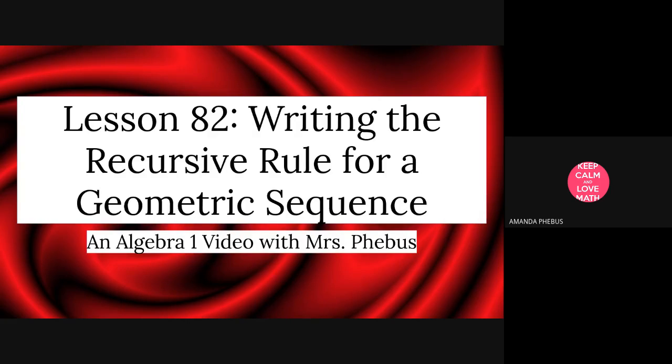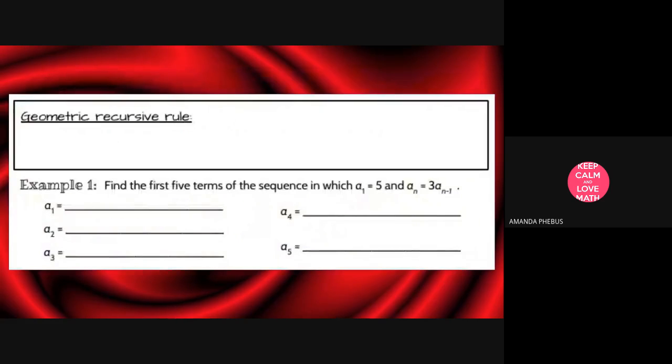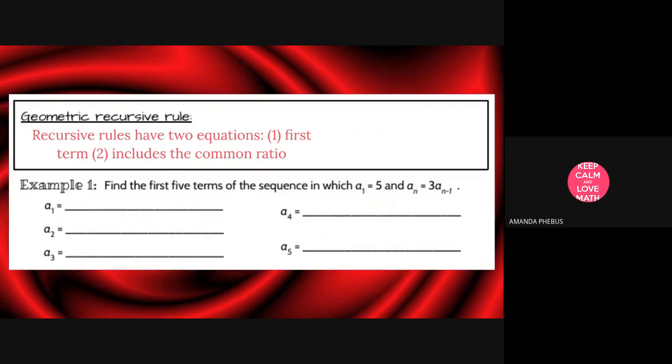All right, so we're writing recursive rules. We just did recursive rules for arithmetic sequences. Now we're just going to extend that to geometric. So we're writing recursive equations or formulas for geometric sequences. The recursive rule, just like for our arithmetic one, has two equations. The first one is going to be about the first term, and then the second one includes the common ratio.